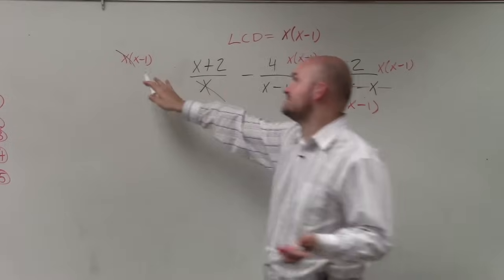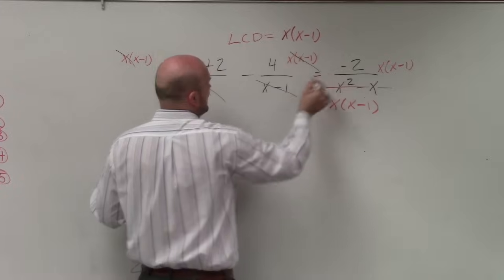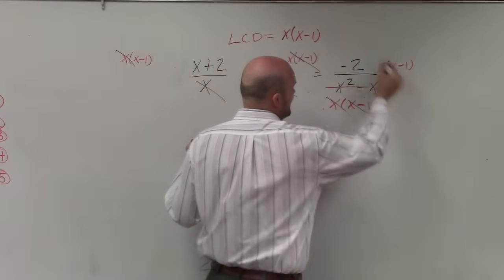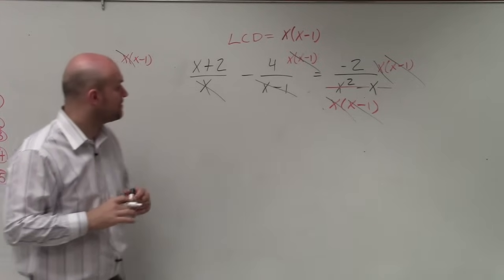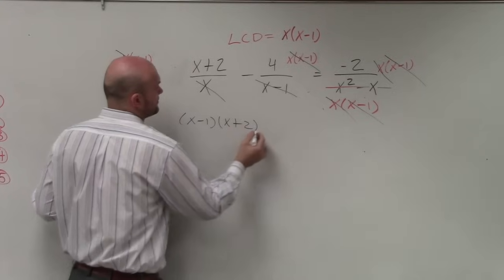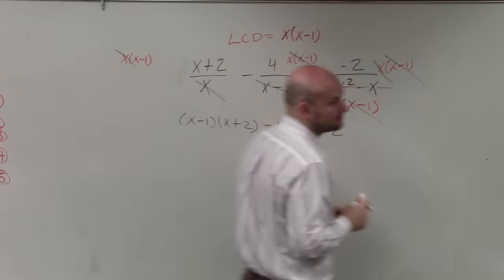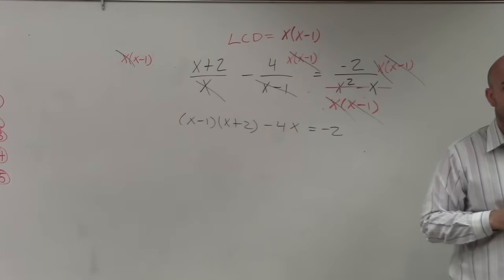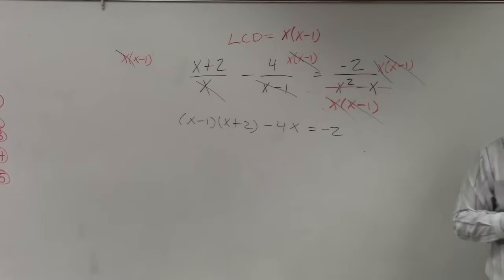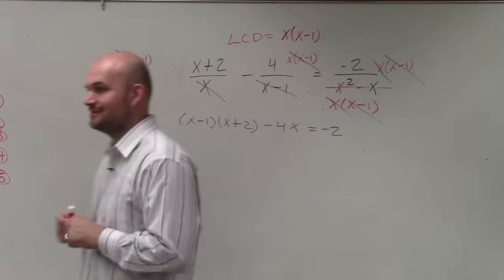So if I multiply everything times x times x minus 1, my x's divide out. Here, my x minus 1's divide out. And here, my x's and the x minus 1's divide out to 1. So therefore, now I'm left with x minus 1 times x plus 2 minus 4 times x equals negative 2. Does everybody follow me? Anybody have any questions? Are we OK? I'm just waiting for questions. We're good. Kind of.